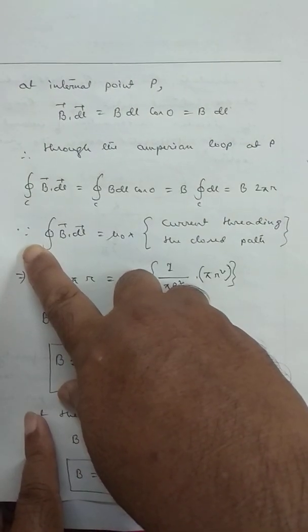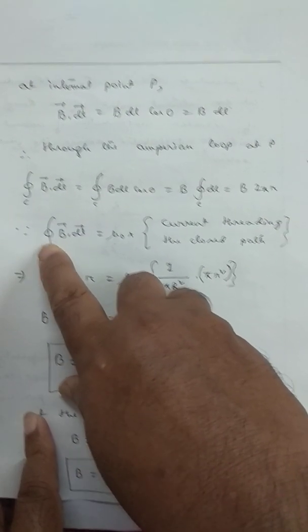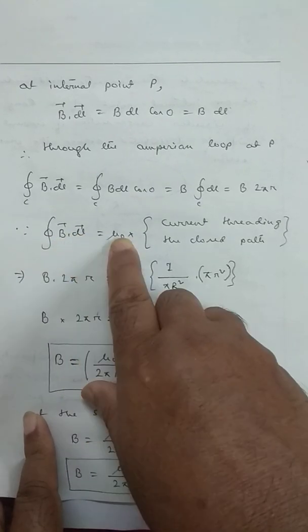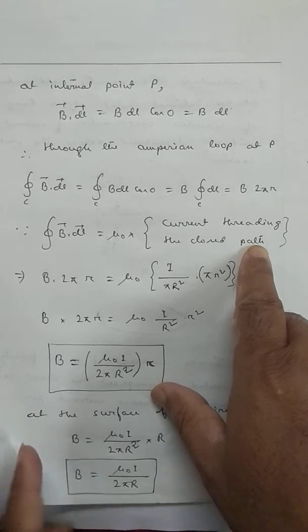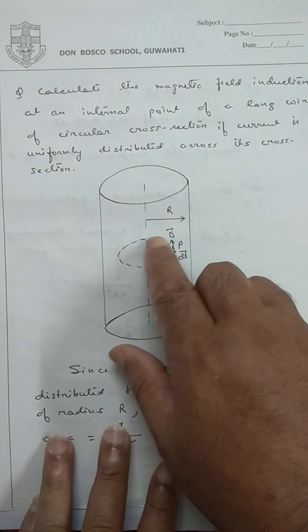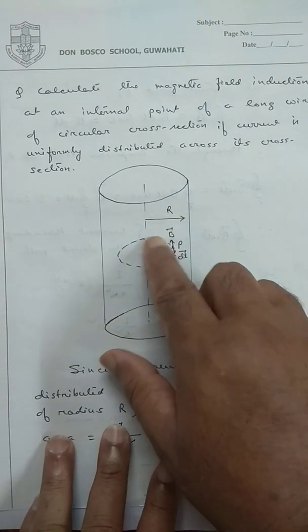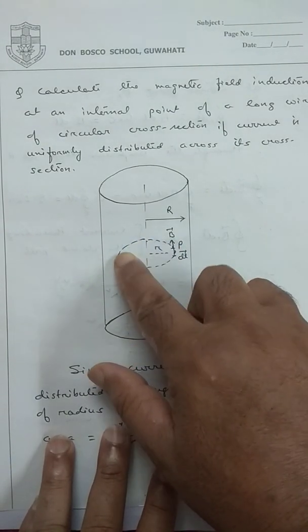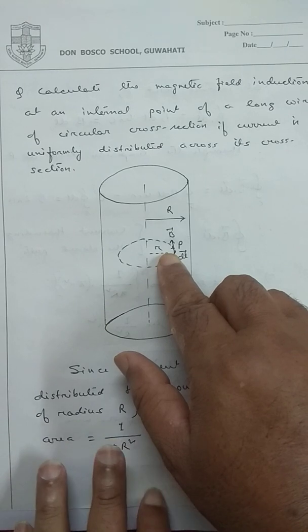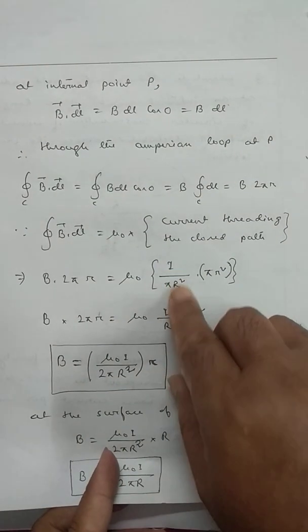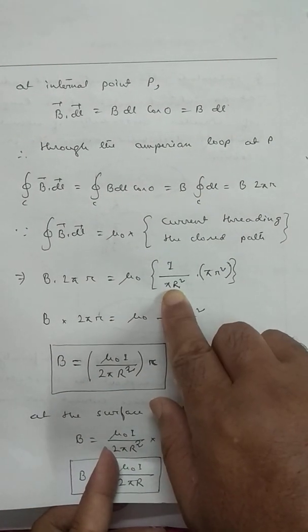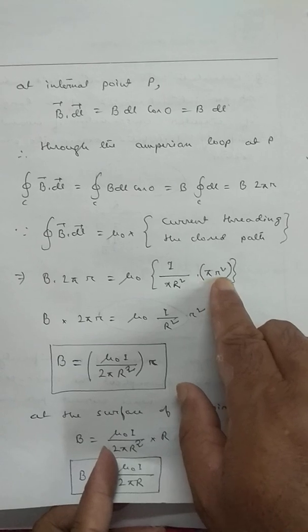What is Ampere's law? The closed integration of B dot dl is equal to mu 0 times the current threading the closed path. Here, what is the current? Current inside this closed path. What is the area of this closed path? Pi small r squared. Therefore, current inside the closed path is current per unit area multiplied by the area of the Amperian loop.